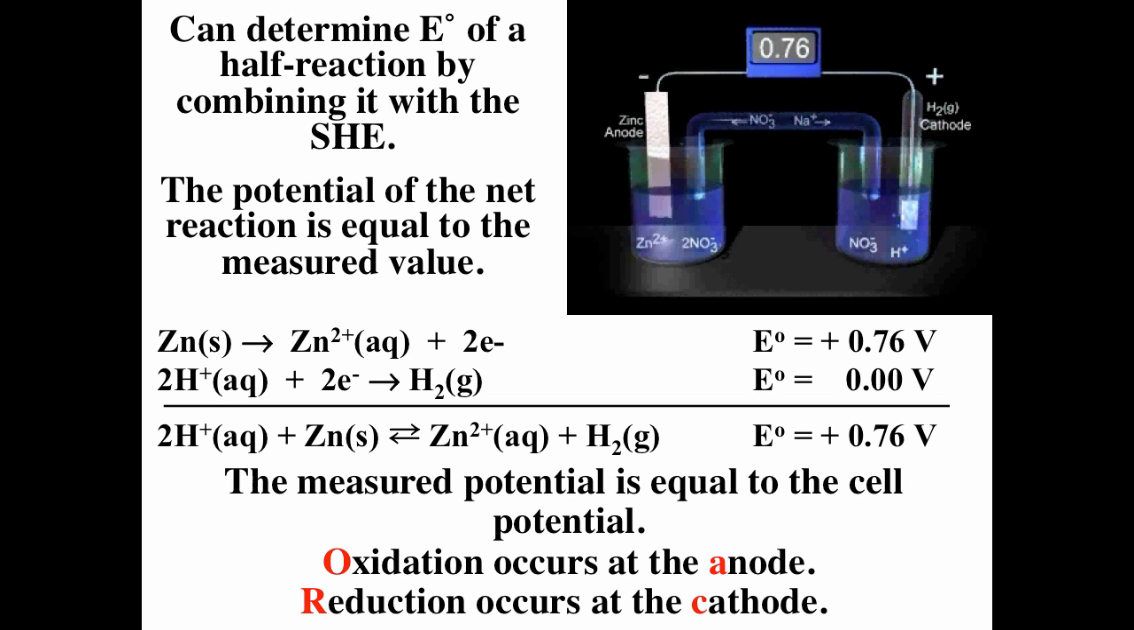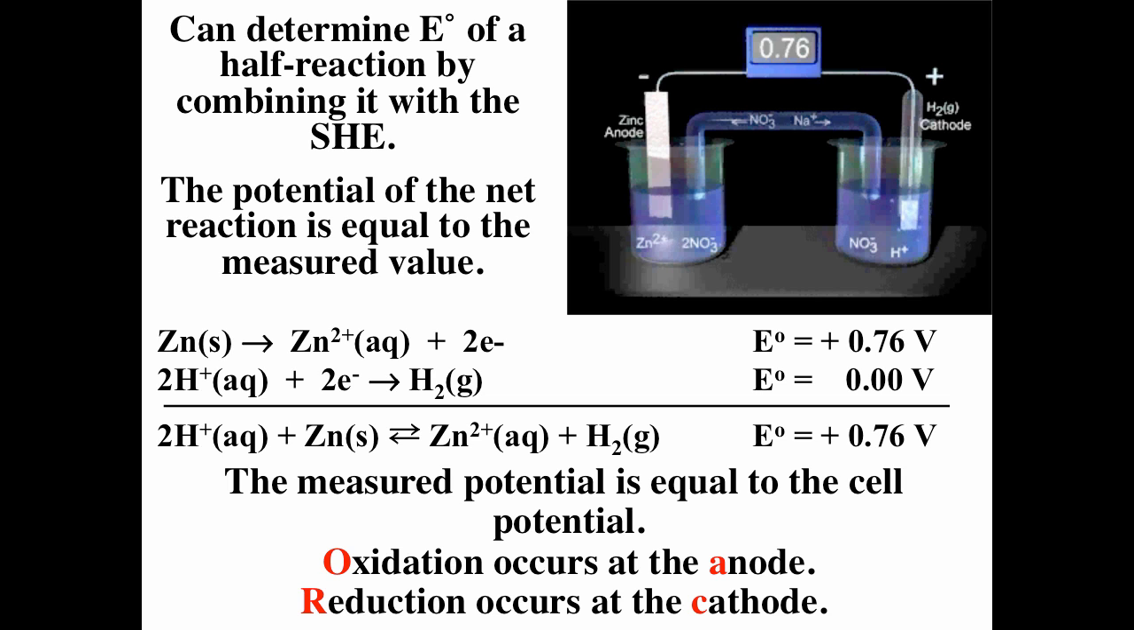The measured potential is equal to the cell potential as long as you're using standard conditions. And so as long as our zinc ion concentration is 1 mole per liter, our hydrogen ion concentration is 1 mole per liter, and the hydrogen gas is 1 bar, then the measured potential should be equal to what we calculated using half reactions. Now when the concentrations change, then the potential will change.